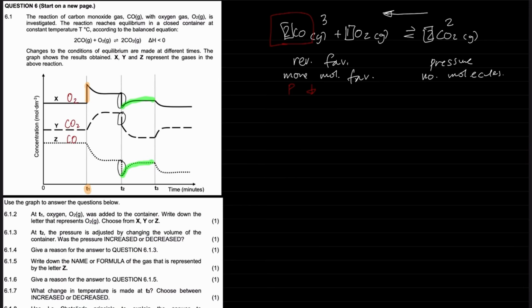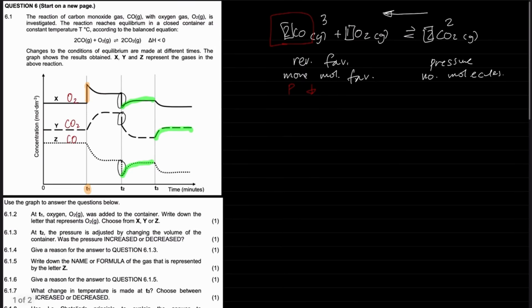Okay, 6.1.5, write down the name or formula of the gas that is represented by Z. Okay, we've answered that. Give a reason, we've answered that. 6.1.7, what change in temperature is made at T3? Choose between increased or decreased. Okay, now let's look at what happened. At T3, I can see that CO2 increased.